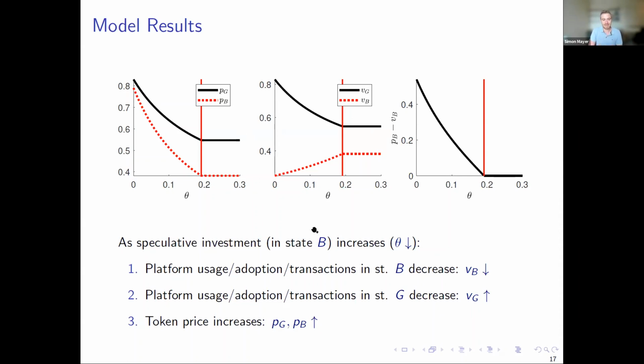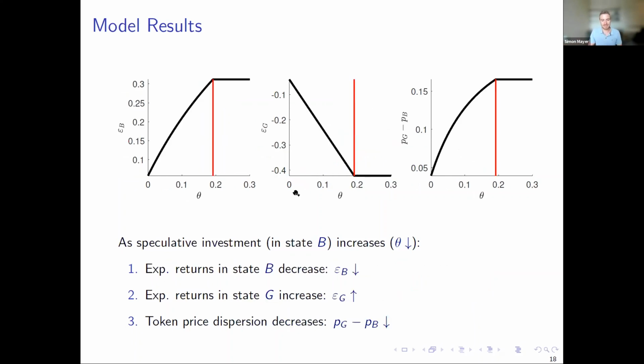So as speculative investment increases, which is when theta decreases, platform usage, adoption, and transactions in state B decrease, but platform usage, adoption in state G increase. So this here is a typo. And speculative investment always increases the token price. Why is that? Well, there's just additional demand for tokens, so the price must go up.